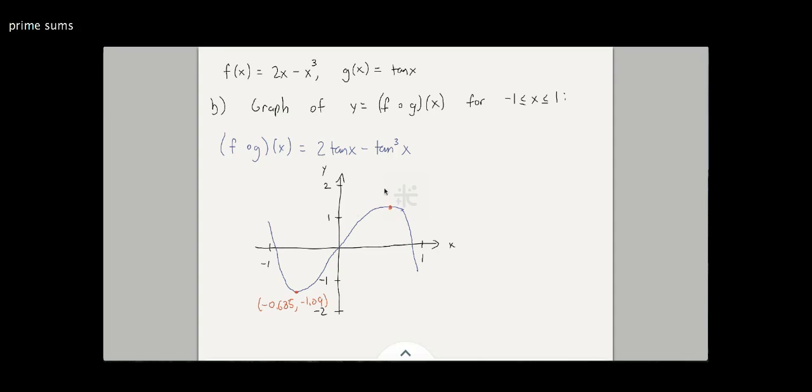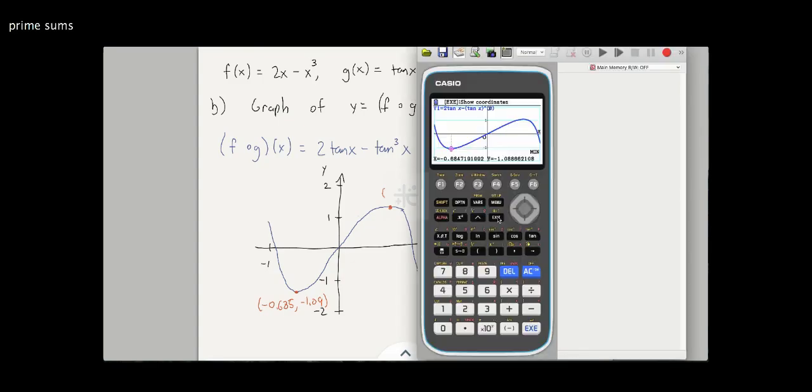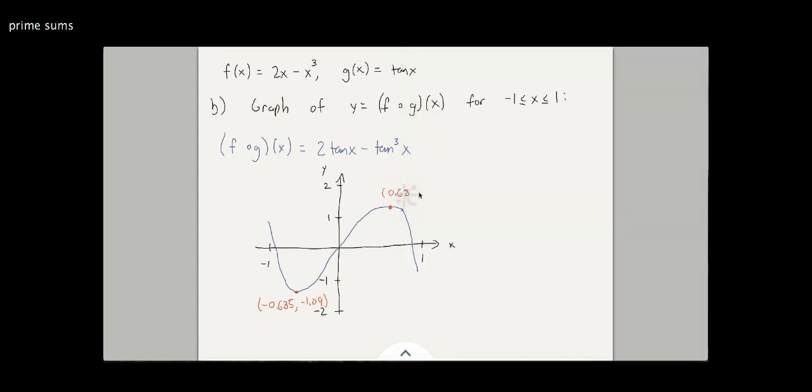And then our maximum over here, to find the min and max, we go to G-Solve and then min and max. So max, positive 0.685 as well, and then 1.09. So 0.685, comma 1.09. So there's our graph, y equals f of g of x.